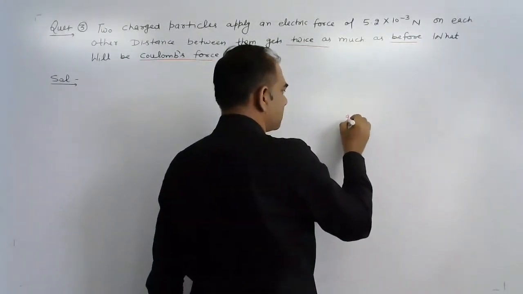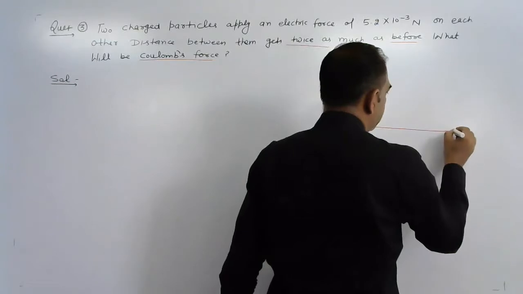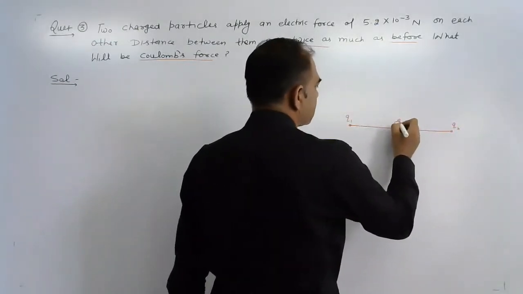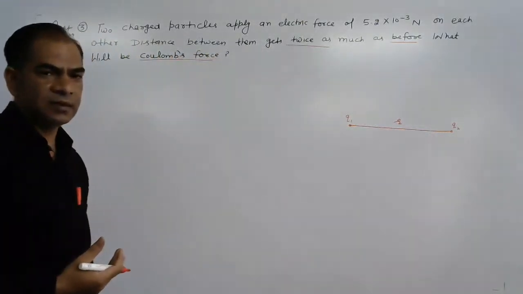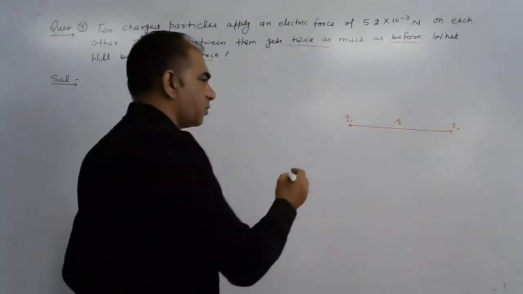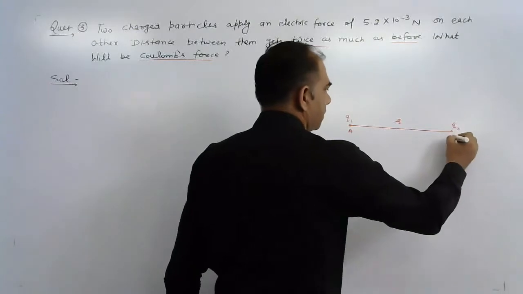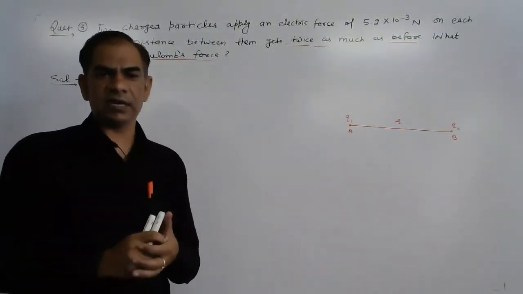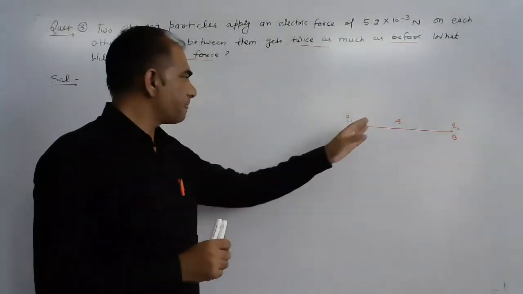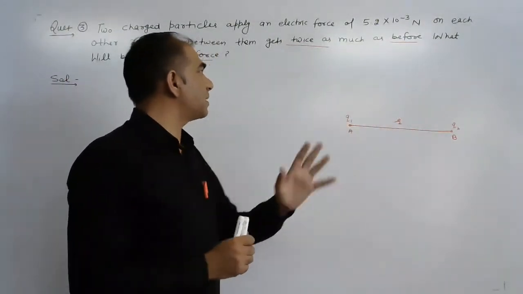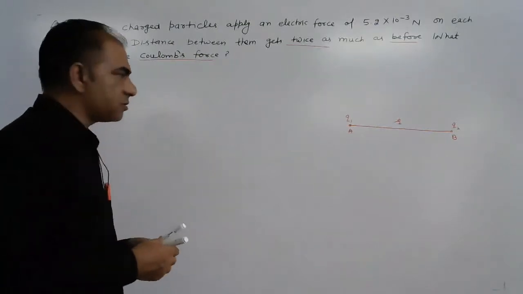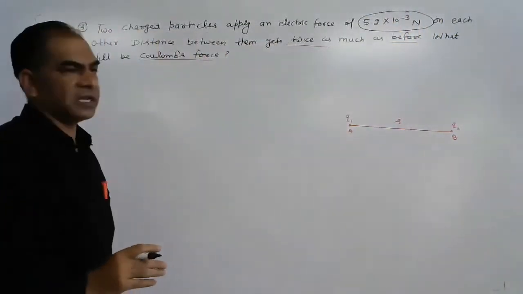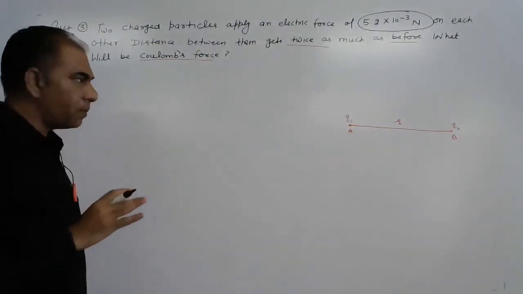Here is the first charge, Q1, and here is another charge, Q2. They are separated by distance r. We consider this distance to be r; this point is A and this point is B. A and B are the points where charges Q1 and Q2 are placed, and these charges are separated by r. Then the electrostatic force between them is given as 5.2 × 10^-3 Newton.